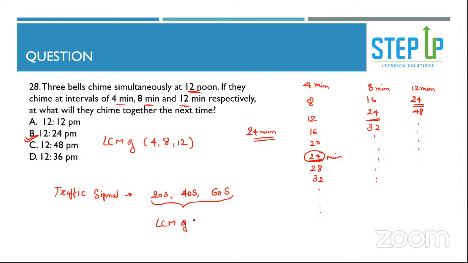We need to take the LCM of 20, 40, and 60. Okay, LCM is 180. So 180 will be the answer, 180 seconds. No, 180 is not divisible by 40. It could be 240 seconds, or 120 also, actually. 120 seconds will be the answer. 120 is divisible by 20, divisible by 40, divisible by 60. Okay, so it is 120 seconds.